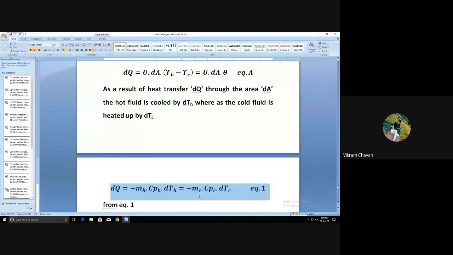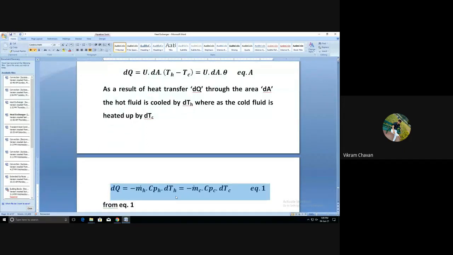Okay, and which will be equal to minus m dot c multiplied by cpc multiplied by dtc. Now in case of a parallel flow, only the heat loss by the hot fluid, we have considered the negative sign. But in case of a counterflow heat exchanger, both the heat lost by the hot fluid and the heat gained by the cold fluid, both the equations are having negative sign. So here you can see that minus sign is there, and here also minus sign.